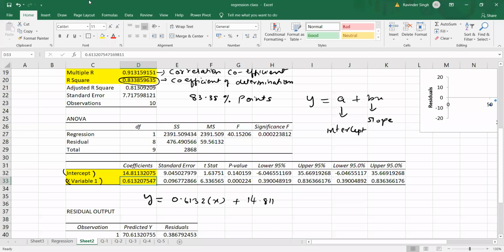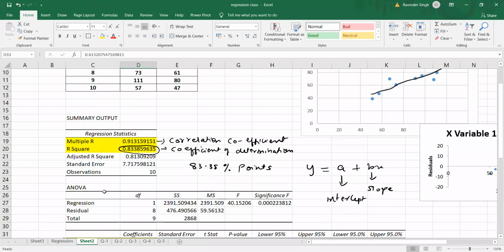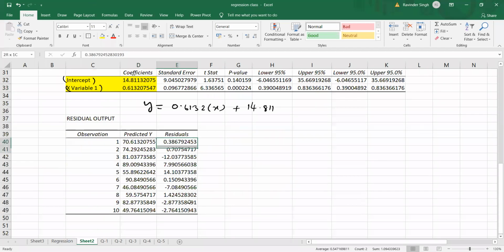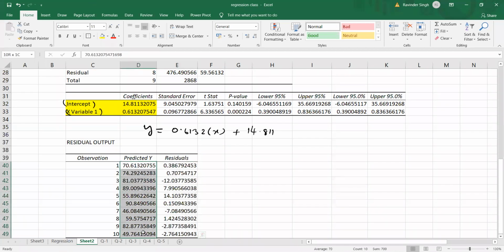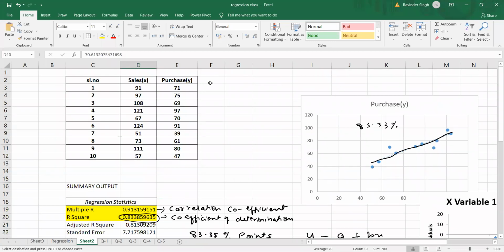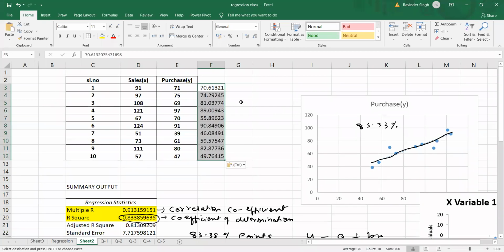The constant value always represents the intercept and b represents the slope. That is why it has taken x variable 1, because I have written x variable here. Now you can see the residuals here. This is the predicted y values. If I copy it down and take that value here, you can see how much percentage of deviation there is.